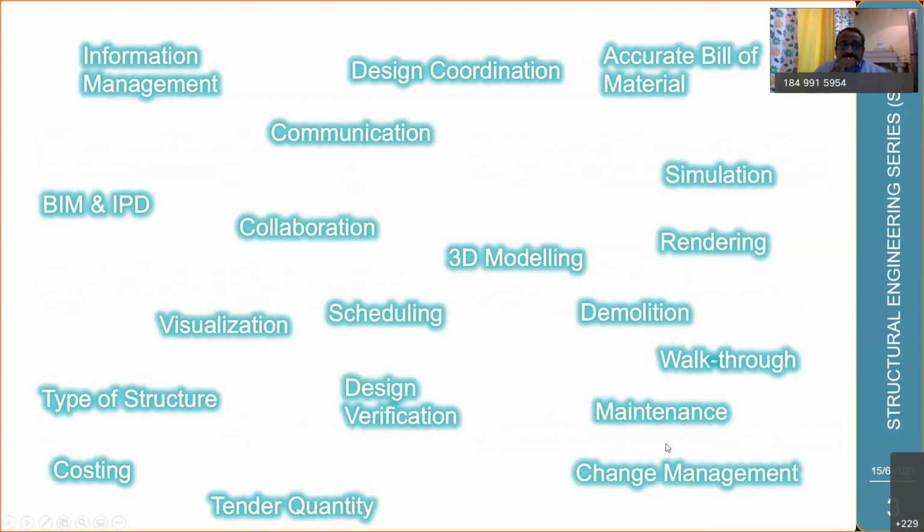So when you take any structure, definitely we want to do the information management, the design coordination. We need the accurate bill of material, and even with the revisions also, and the communication between the different stakeholders, and the collaboration. We want to see the 3D model, and we want to do the rendering, the walkthrough, the fly through, check everything in detail, and even for demolition also we need the 3D model, and for the design verification, change management, tender quantity. So everywhere, we are taking the help of the software tools one or other way.